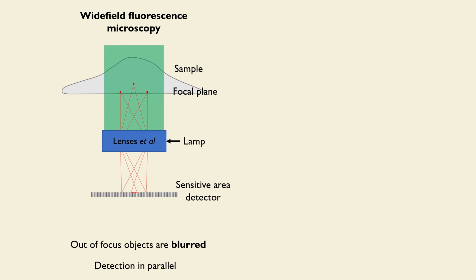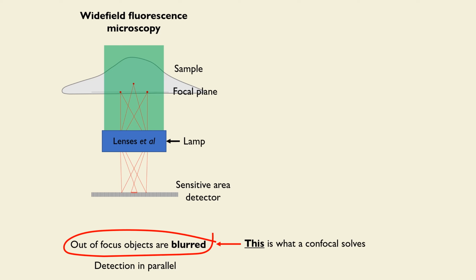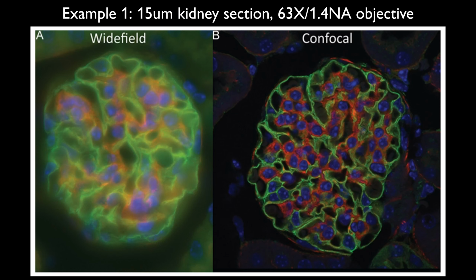And all of these things are happening in parallel. So we have a combination of sharp images of things that are in the focal plane and blurry images of things that are not in the focal plane. This problem of having out of focus objects that are contributing blurred objects into the image is what a confocal solves. As an example, we have here a 15 micron kidney section image with the 63x 1.4 NA objective, and on the left you see the image taken with a wide field microscope, and on the right you see the image taken with a confocal.